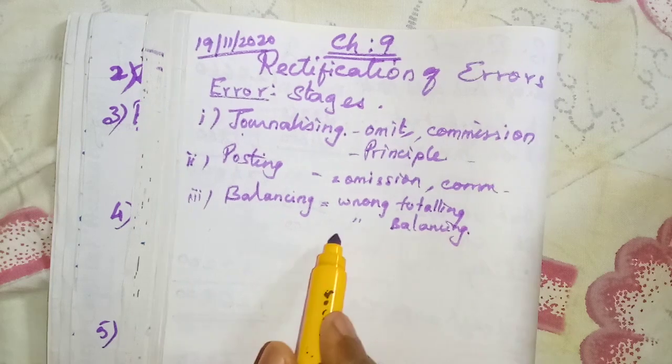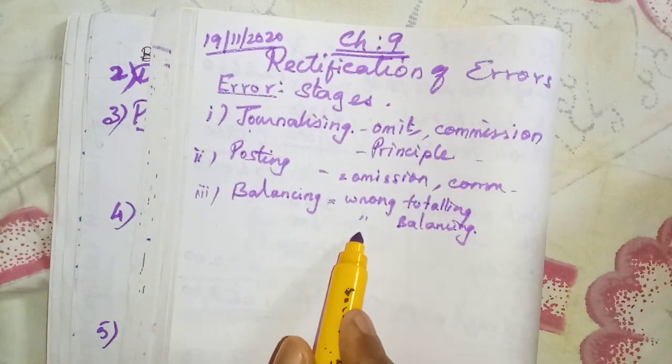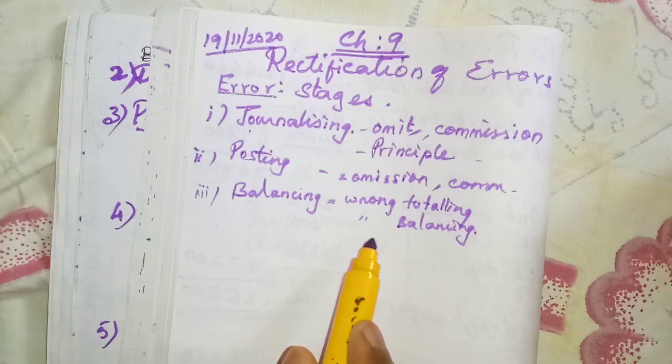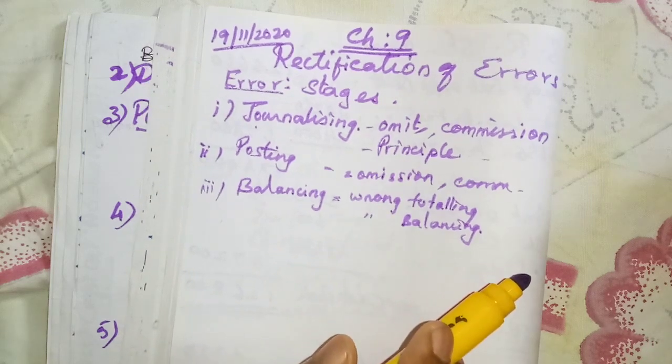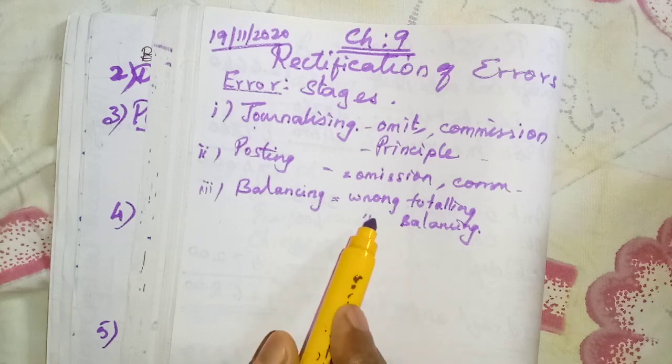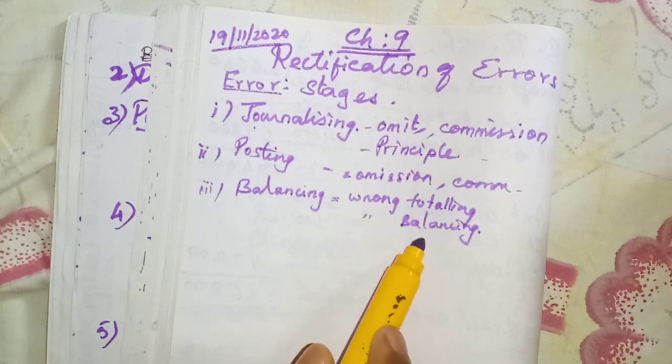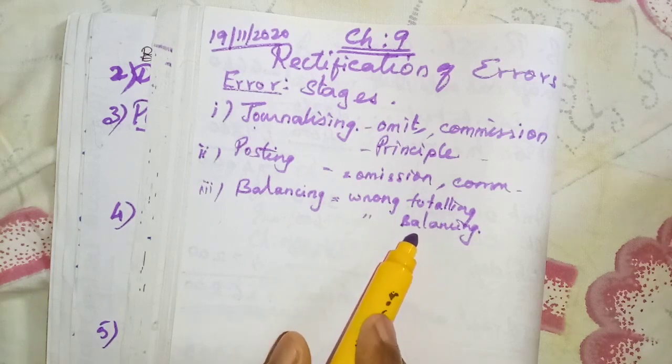When they total, if they have not written the digits correctly, instead of adding as 500, they may omit one of the numbers. So instead of 5 plus 3, they may write 7. So it is either wrong totaling or wrong balancing.